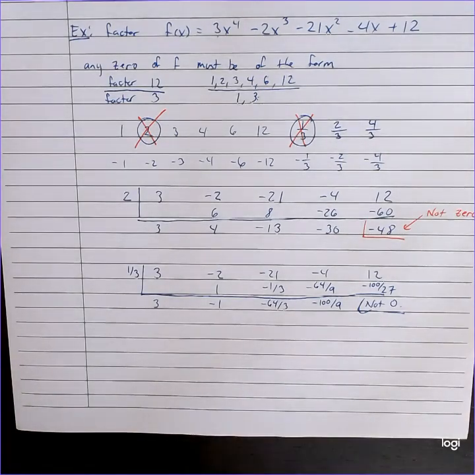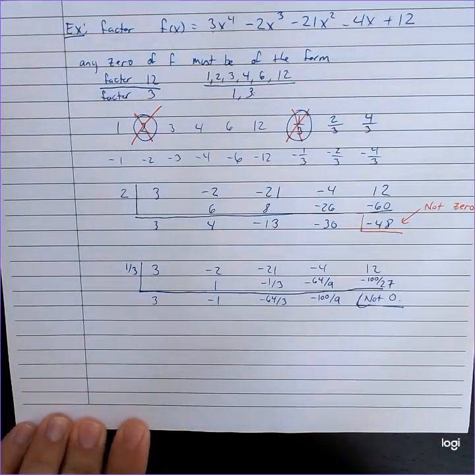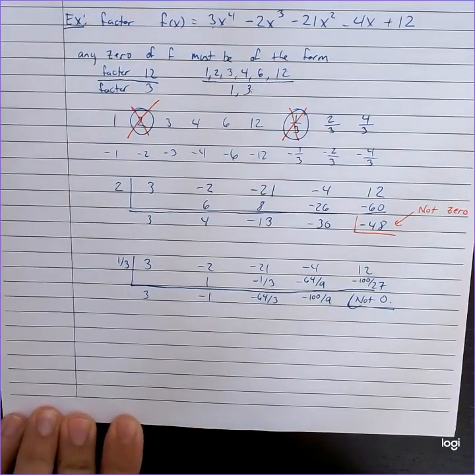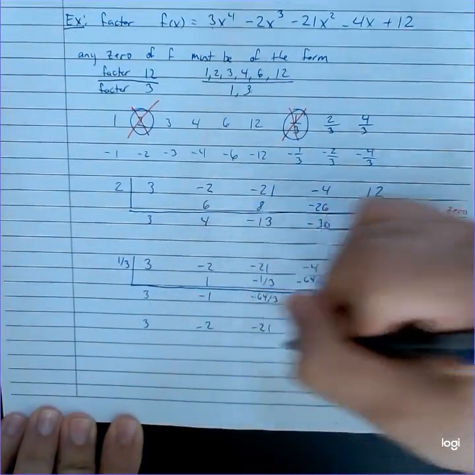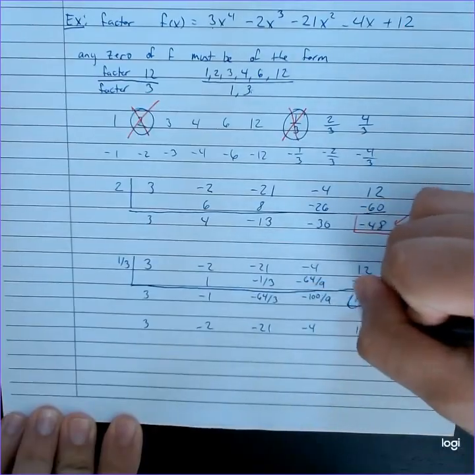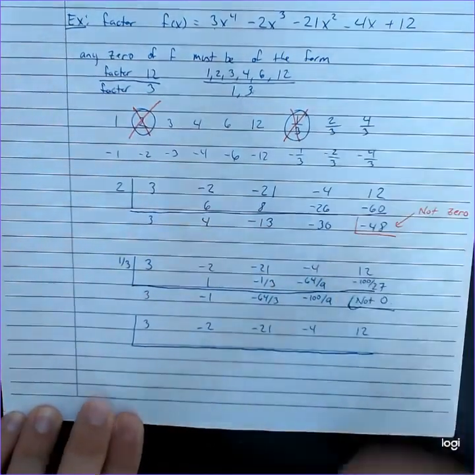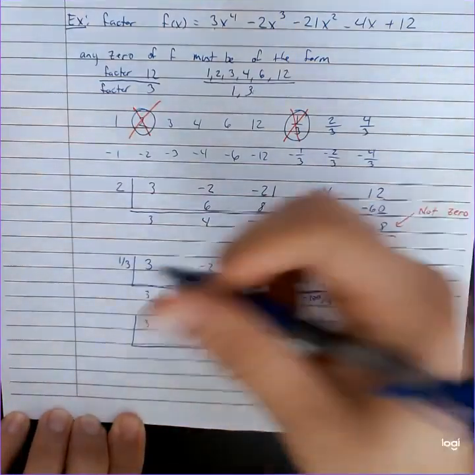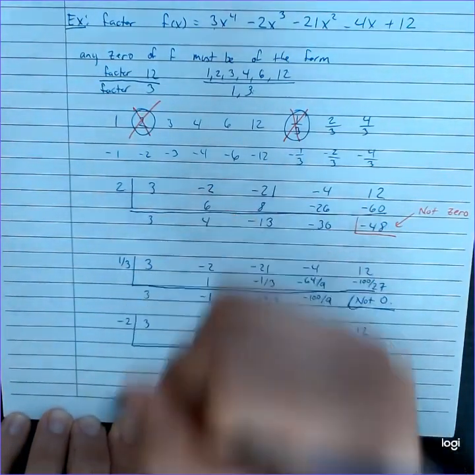All right, hopefully you found one by now. If not, well then we follow along here. Let's see what we get. So I tried a few of these while we were paused, and I found one that does work. So we do 3, -2, -21, -4, and 12. And if we divide synthetically, it turns out that we were close with the original one. -2 is going to end up working.